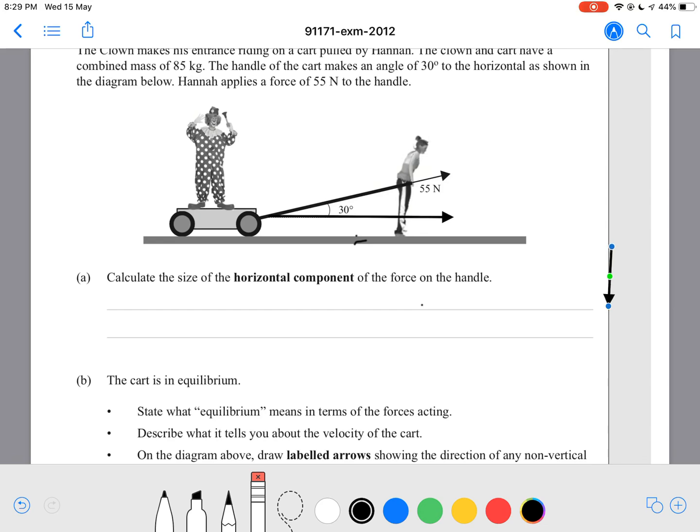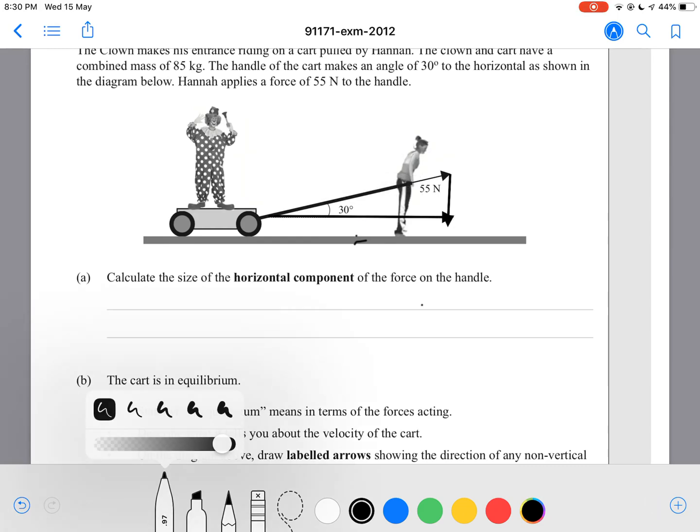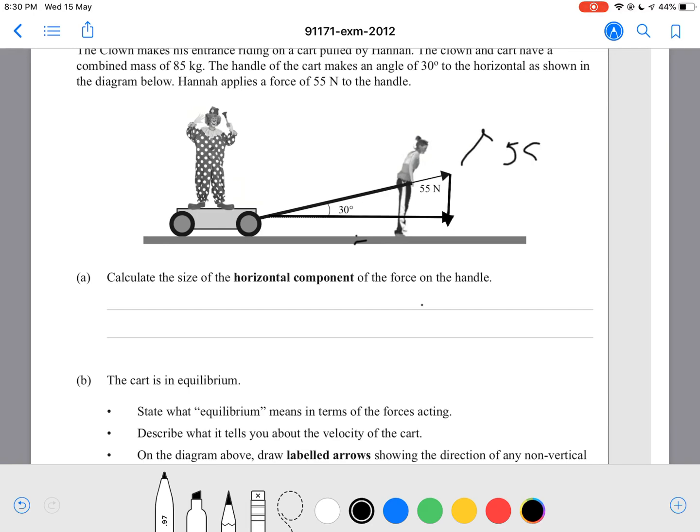So we can make a right angle triangle right here, and that's 90 degrees in the corner. You have 30 degrees with the horizontal, and the force of 55 newtons along the handle. If the angle is here, then this is the opposite side, this is the hypotenuse, and this is the adjacent side, okay?